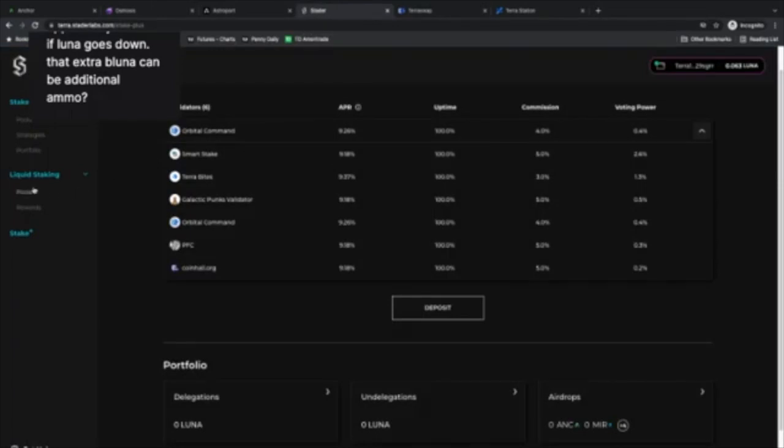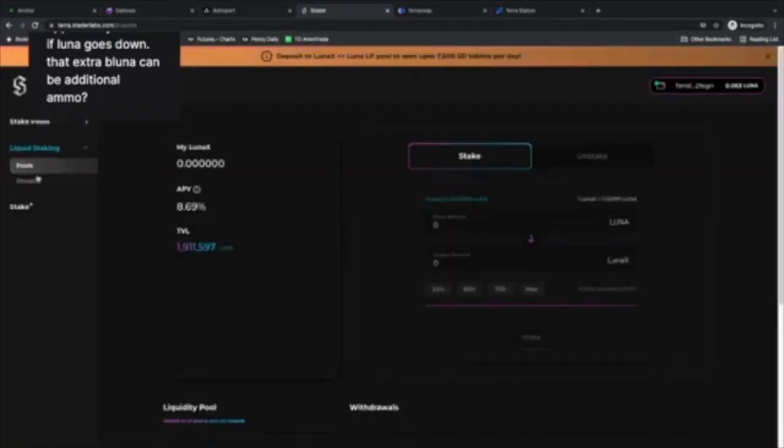Just to show you the example, if you go to the Stater Labs, you'll see a value of what Luna X is equivalent to. So 1 Luna X equals 1.020991 right there. So that value would increase over time.